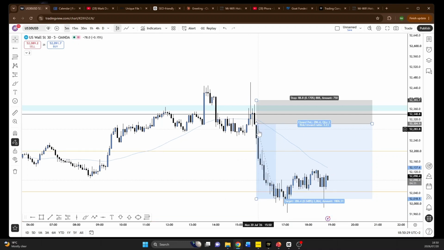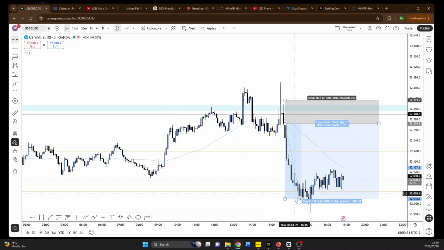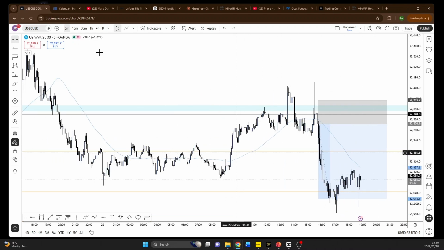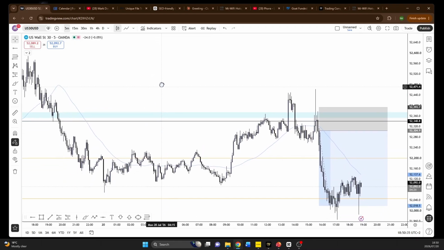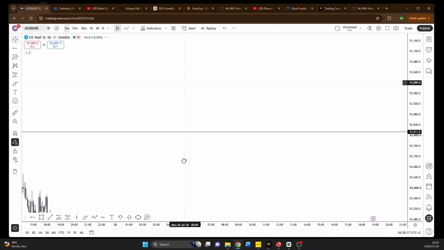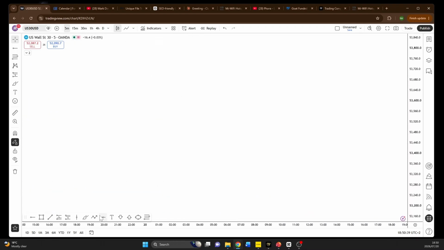So basically, after a few hours TP got hit. Now let me just explain the way the market moves. The market is either going up or going down, and it goes with price action or market structure.